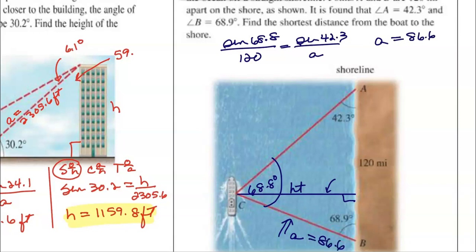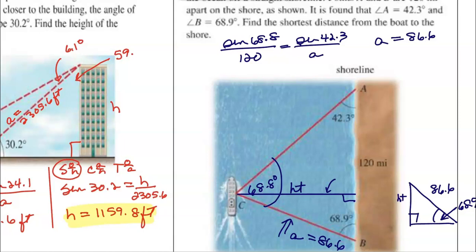So now I have a right triangle. So I'm going to redraw it like this so you can see it more readily. Here's my right triangle. I need the height. I know the hypotenuse is 86.6, and I know this angle right here is 68.9.